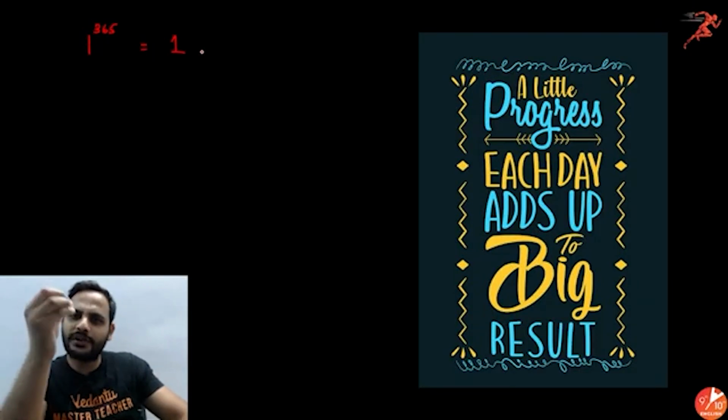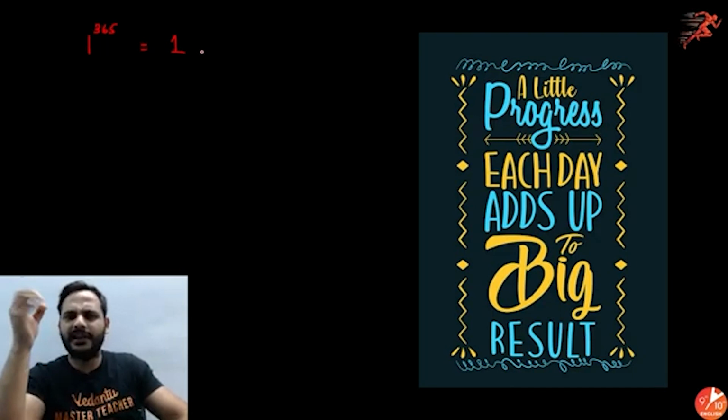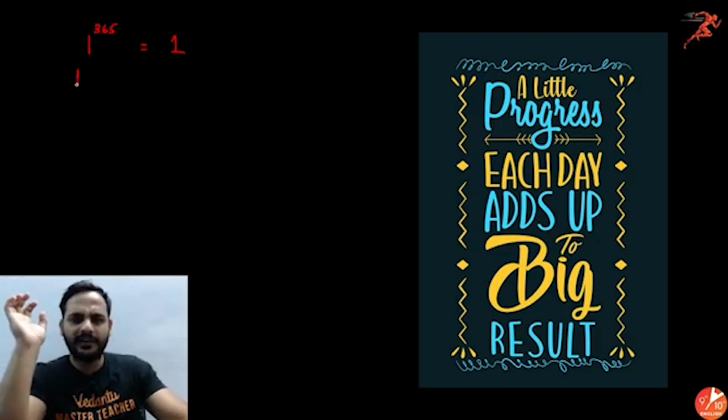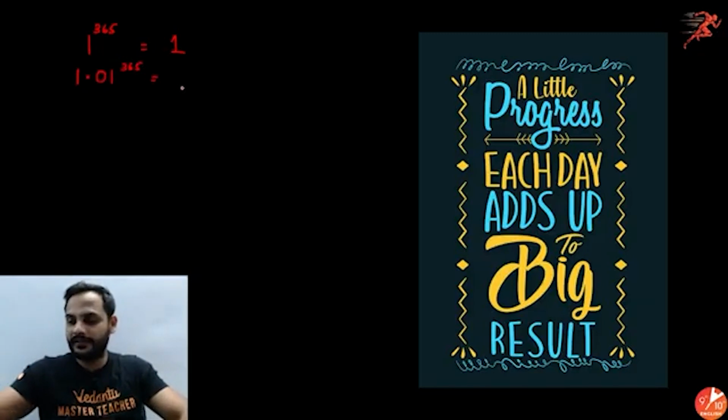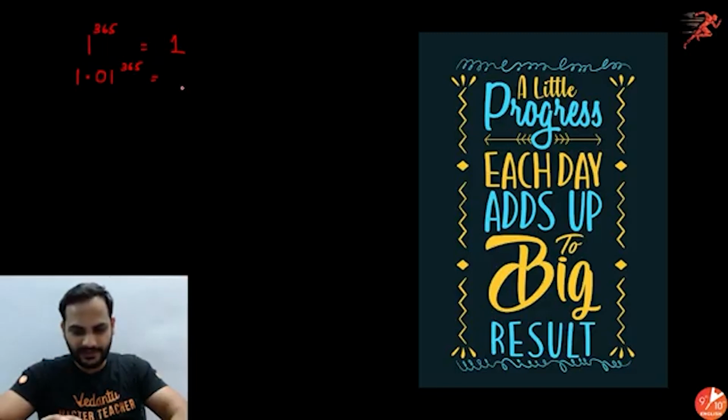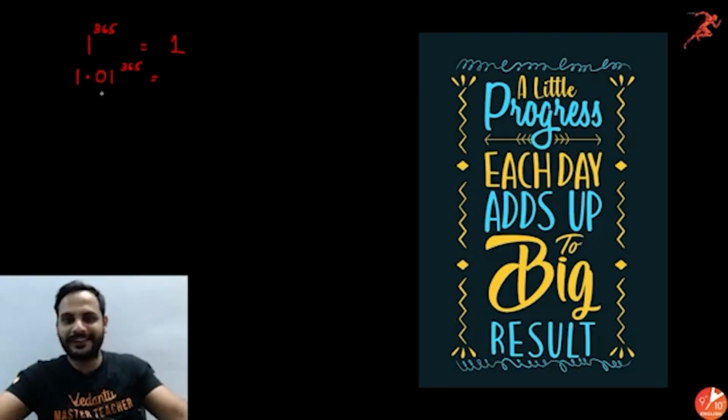Now do one thing: make a little change, as little as you want. Let's make this change very little. Let's say it is 1.01 raised to the power 365. What we are doing, guys, is 1.01 raised to the power 365, and let's see what that will be. You will see that it is around 37.7.